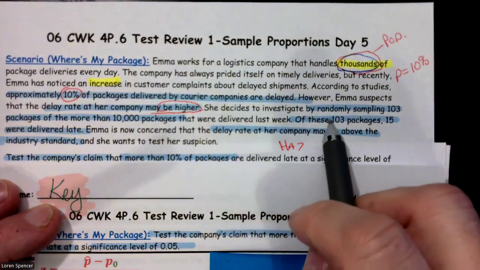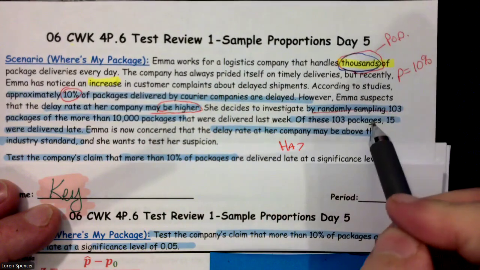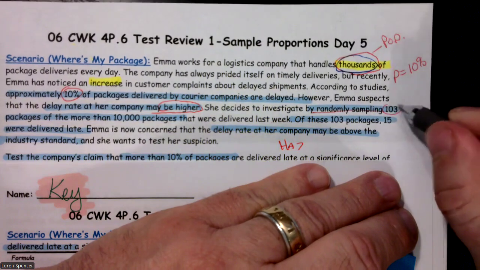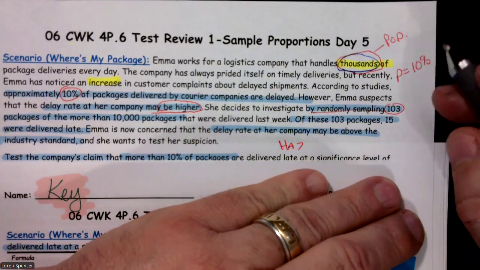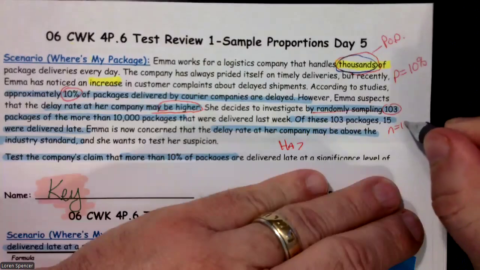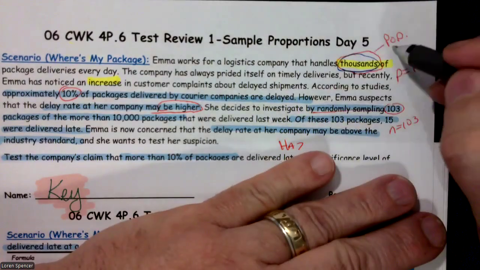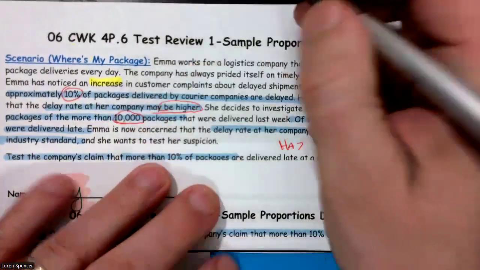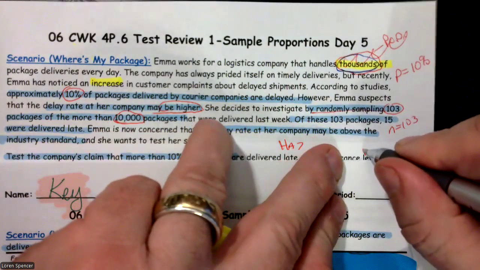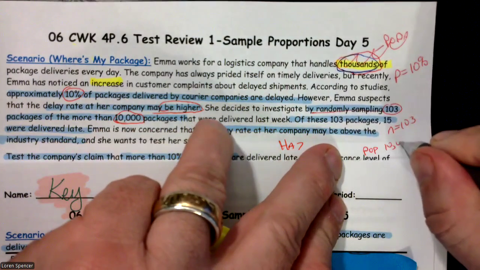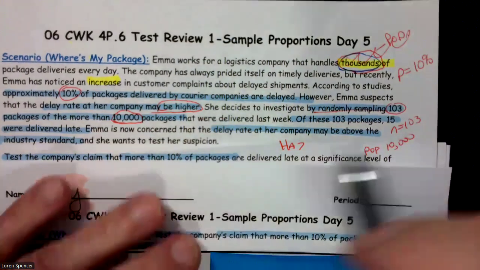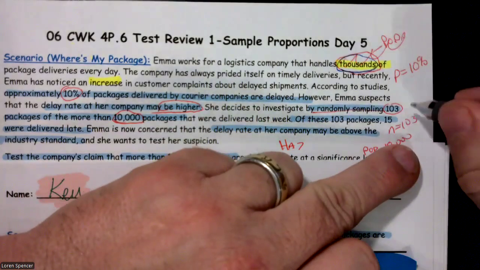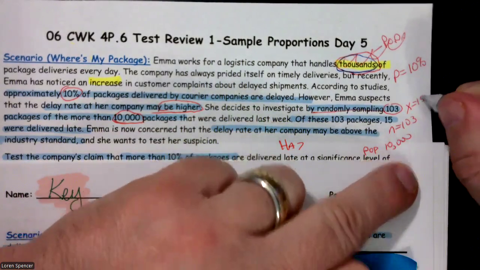She decides to investigate by randomly sampling 103 packages of the more than 10,000 that were delivered. So we have a sample size of 103. We now know that the population is not thousands, the population is 10,000, and that's going to be important later for our conditions. Of these 103 packages, 15 were delivered late. So X equals 15.